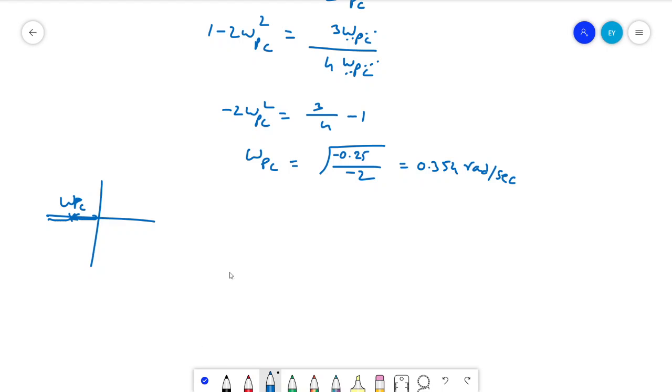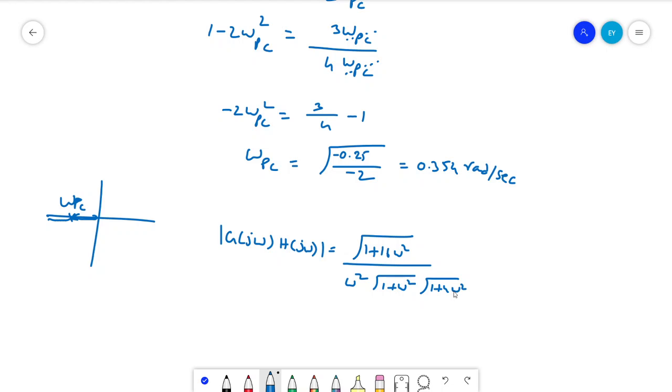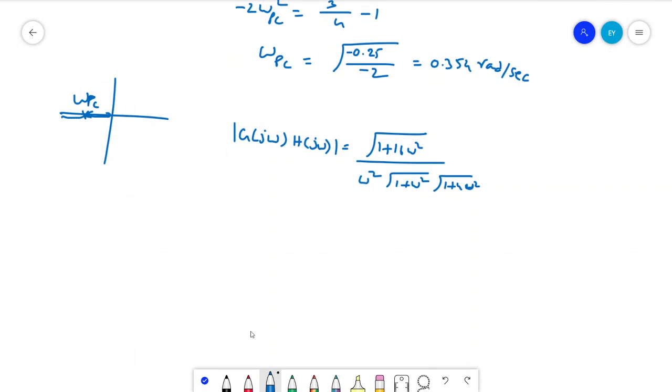Magnitude plot is equation 3. In equation 3, g of j omega into h of j omega is equal to root of 1 plus 16 omega square divided by omega square into root of 1 plus omega square into 1 plus 4 omega square. Just substitute omega is equal to omega PC here. So omega is equal to omega PC is equal to 0.354.